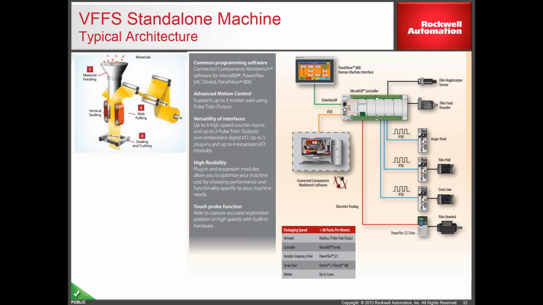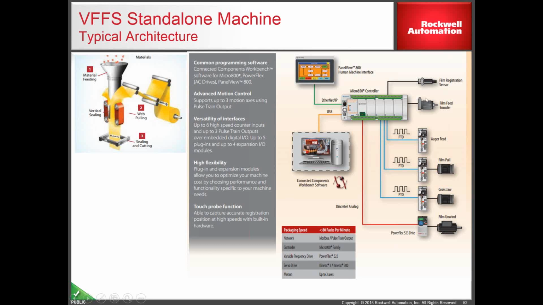So this is a vertical form fill seal machine, and typically a VFFS has, in this, if you see, material handling. So there is a feeder, there is a vertical sealing, there is a web puller, and then finally sealing and cutting of the pouch. So typically the architecture is a small controller, Micro 850, and then PanelView 800.